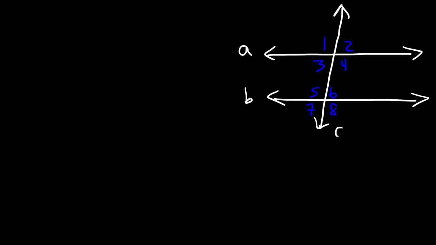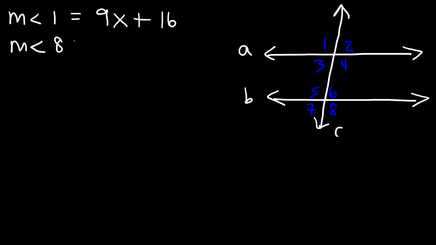Let's try one more problem. Let's say that angle 1 is equal to 9x plus 16. And angle 8 is 12x minus 2. Using this information, go ahead and find the measure of angle 1.